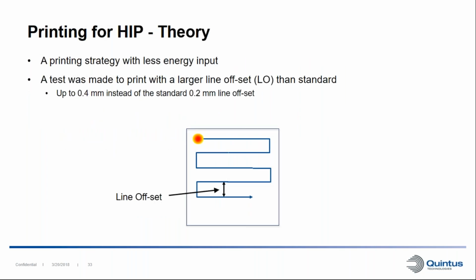So this is also something we investigated together with Arcam, where we're using a printing strategy with less energy input. And what Arcam did is that they increased their line offset or hatch spacing from their standard 0.2 millimeter to 0.4 millimeter instead.